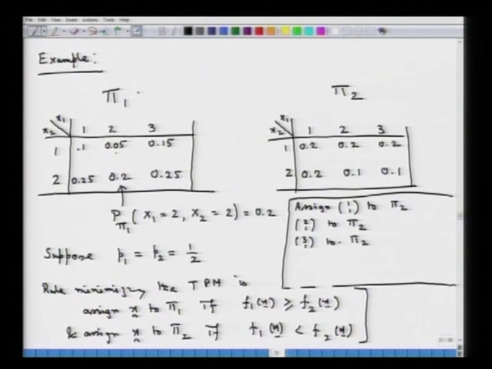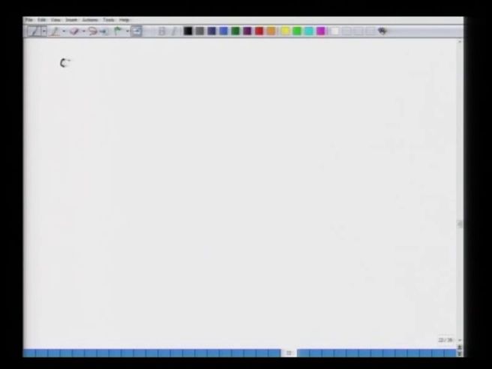Now, if we look at the 1 2 combination, where does this go? This is 0.25, greater than this f2x, and hence this is to be assigned to pi 1. Similarly, if we have this 2 2, where does this go? This 2 2 is 0.2 here, this is 0.1 here. So, this goes to pi 1, and the last pair, which is 3 2, goes to the first population. So, this is the classification rule. We can write this in the classification table.